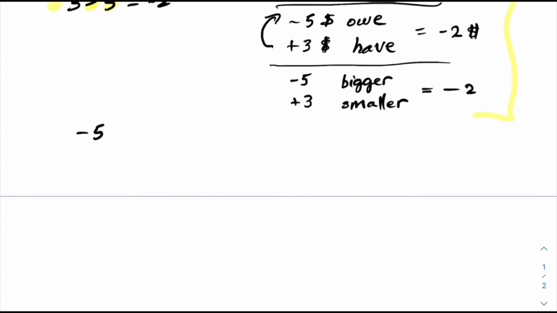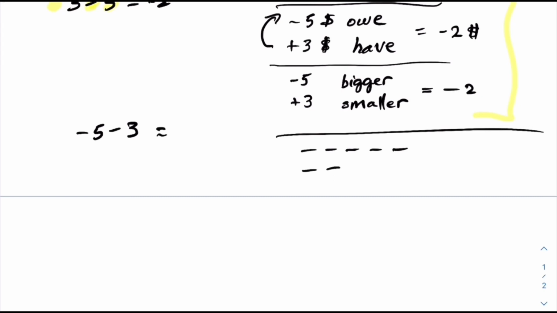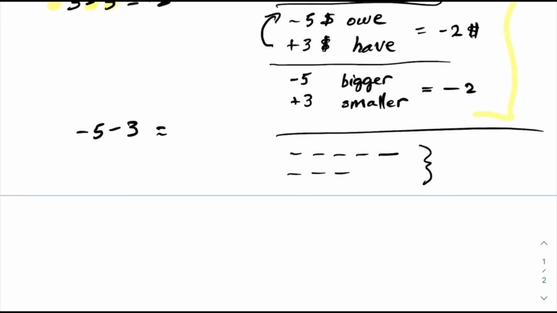So what if you have negative 5 minus 3? What's that equal to? Well, the same idea. If you have negative 5, 1, 2, 3, 4, 5, and then you have another negative 3, you only cancel each other when they're different signs. When they both have the same sign, they combine.